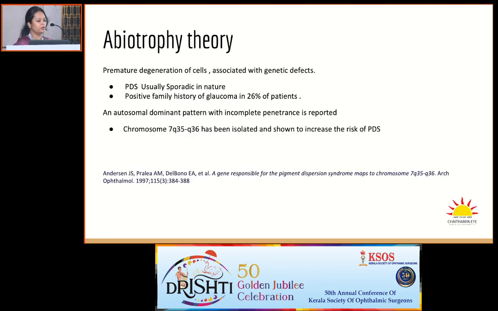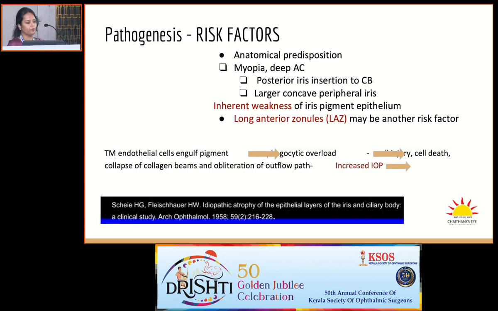There is yet another theory, which is the abiotrophic theory, which states that there is premature degeneration of cells associated with genetic defects. PDS, though commonly sporadic, has a positive family history of glaucoma in 26% of patients, and an autosomal dominant pattern with incomplete penetrance is reported. And chromosome 7q35 to 36 has been isolated and shown to increase the risk of pigment dispersion syndrome.